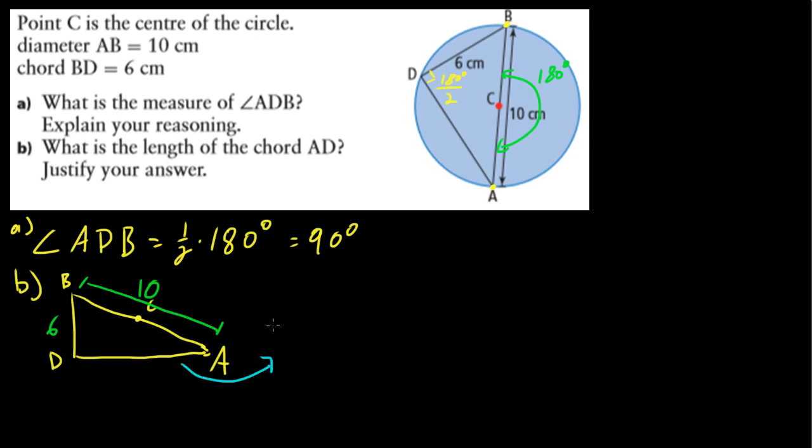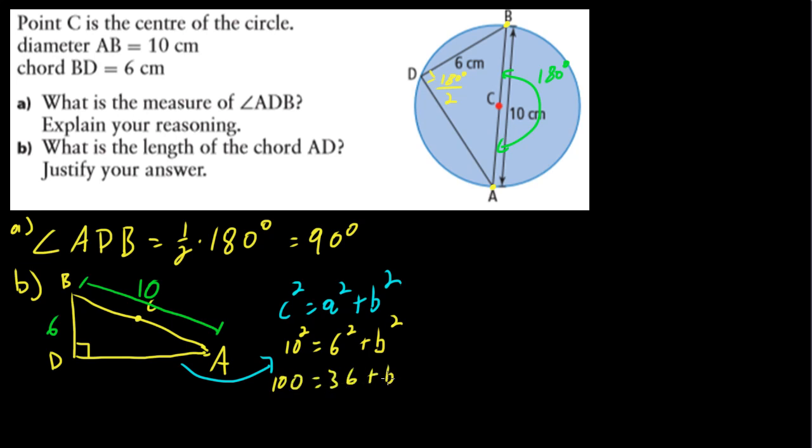So we know Pythagoras' theorem by now. C squared equals A squared plus B squared, where our hypotenuse is always going to be across from the 90 degrees, so that's our 10. So we're going to put 10 squared where C is. I'm just going to say 6 is going to be our A. You could say B as well if you wanted to. 100 equals 36 plus B squared.